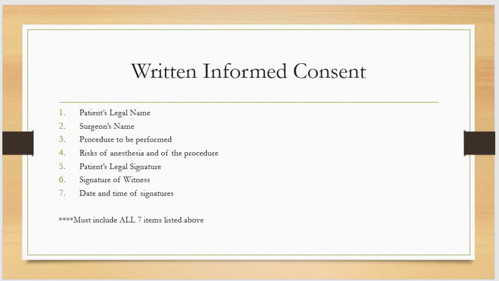Some items that are included on the written consent are the patient's legal name, the surgeon's name, the procedure to be performed, the risks that are involved with anesthesia and also with the procedure itself, the legal signatures of both the patient and the witness, or two witnesses, and the date and time of those signatures. In addition to these 7 things, it may also include consent to allow the surgeon to bring in colleagues to assist him or her if needed.